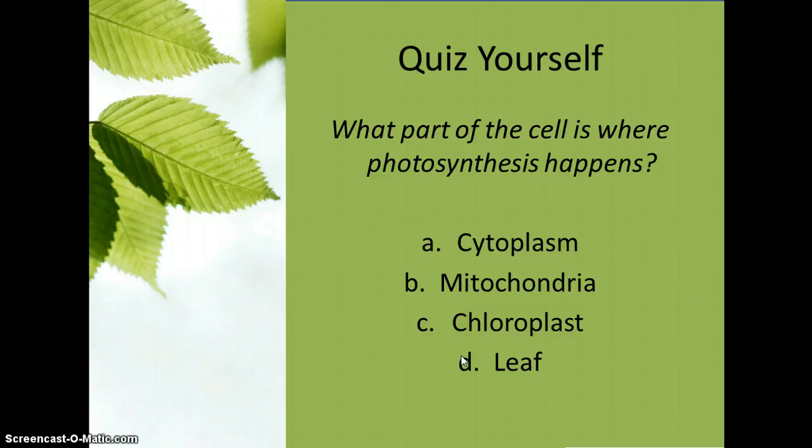So go ahead and quiz yourself. What part of the cell is where photosynthesis happens? You should have chosen C, chloroplast. If you chose D, the reason why D is incorrect is because the question asked for what part of the cell, and the chloroplast is part of the cell, but the leaf is obviously an organ.